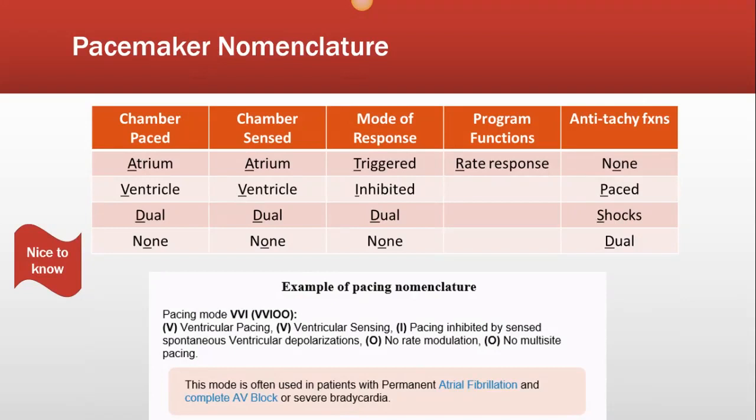So an example would be a VVI. So it's ventricular pacing, ventricular sensing. Pacing is inhibited by sensed spontaneous ventricular depolarization. So it's sensing, if the ventricles are doing their thing, it's not going to do anything. There's no rate modulation, it's not going to change the rate, and there's no multi-site pacing. This kind of pacemaker is often used with patients with permanent AFib and complete heart block or severe bradycardia. So as I said, I just want you, when you're out there, to realize when people say they have a DDI, a DDD, or whatever, you understand what they're talking about.